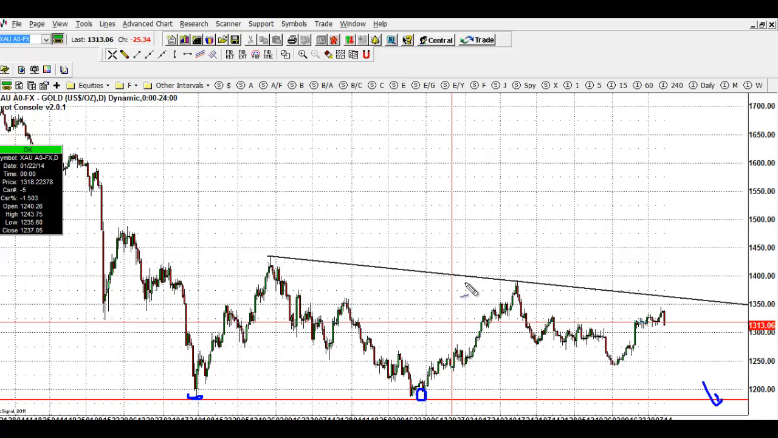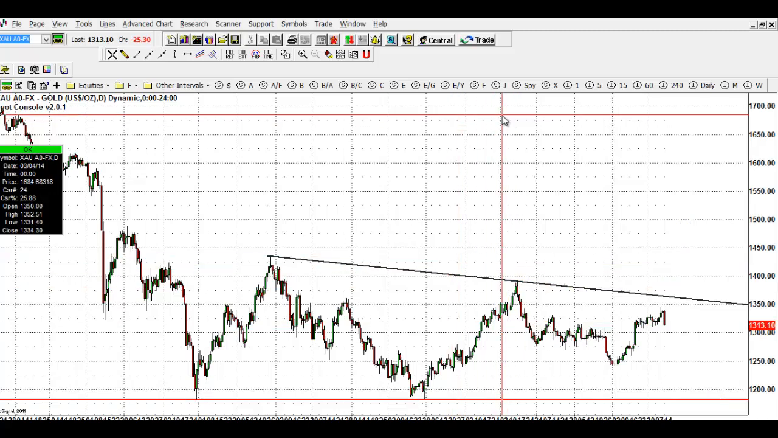Resistance is denoted by this triangle. So if the market closes above this black triangle line and above 1400 and 1430 or so, we could definitely see this market accelerate to the upside, because then it would clear all the resistance levels, and that would indicate that the buyers have come back in the gold market. So that's what's happening in gold.